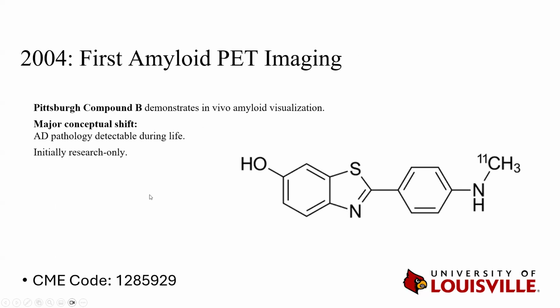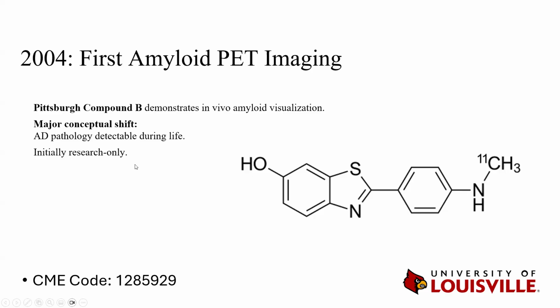Which brings us to the first amyloid PET imaging. So this is again looking for accumulation of these amyloid beta plaques. This was done by a group in Pittsburgh, hence the name Pittsburgh Compound B. This is a thioflavin T derivative, also known as PiB. And it's used to visualize where these plaques are in a living patient for the first time. At first, this was research only.